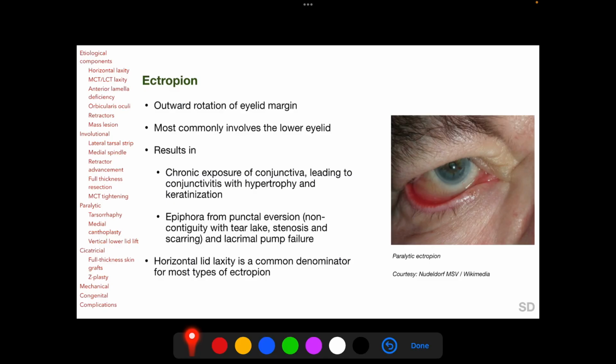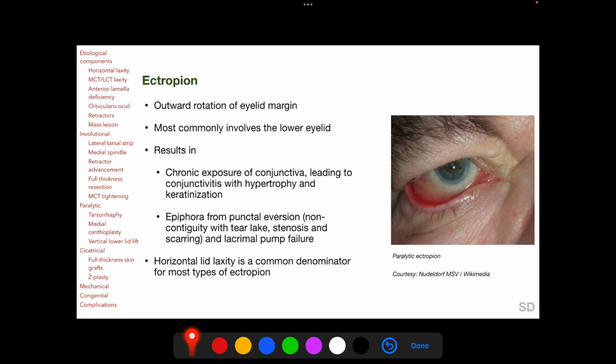Welcome. In this session we are going to discuss ectropion, the etiological factors contributing towards ectropion, its various clinical types, and the surgical options available for correction of ectropion customized towards the specific etiological factor. Ectropion is defined as an outward rotation of the eyelid margin, and most commonly ectropion involves the lower eyelid.